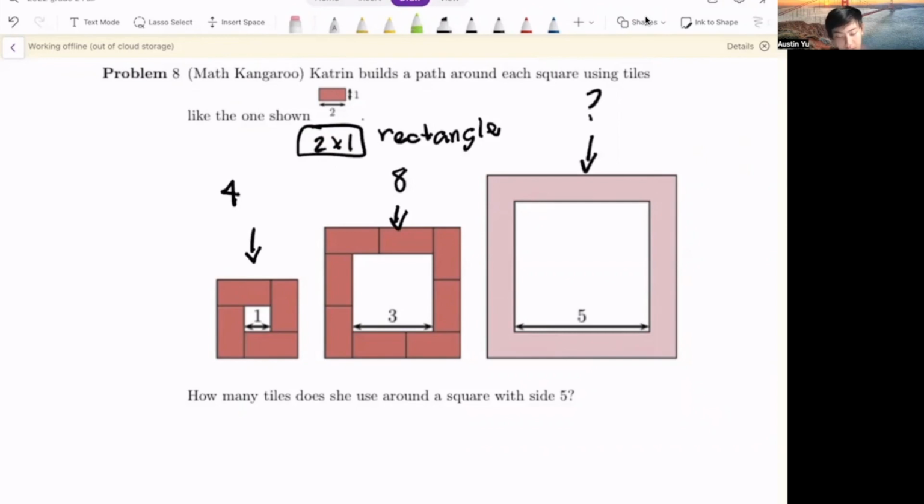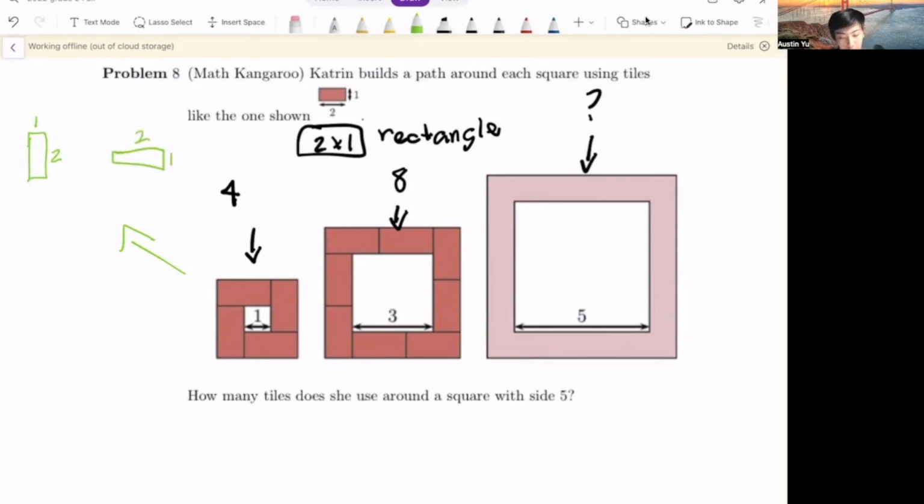As we can see, the length or height can either be 2 or 1, and the length can either be 2 or 1. But we know that if a rectangle is standing vertically, then the height must be 2 and the length must be 1. For example, let me draw on the left side. If it's standing up, then the height must be 2 and length must be 1. Whereas if it's laying down, the length must be 2 and the height must be 1.